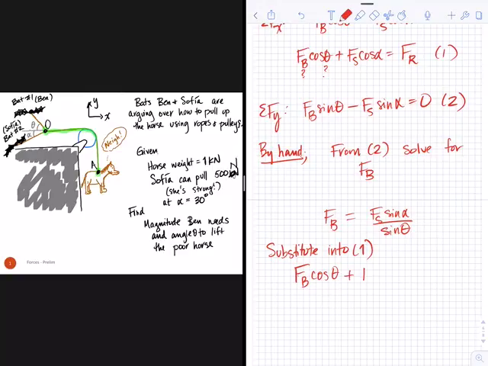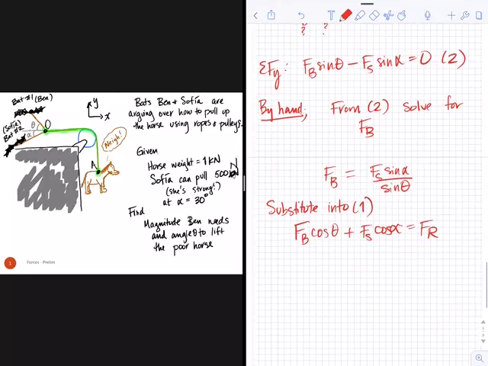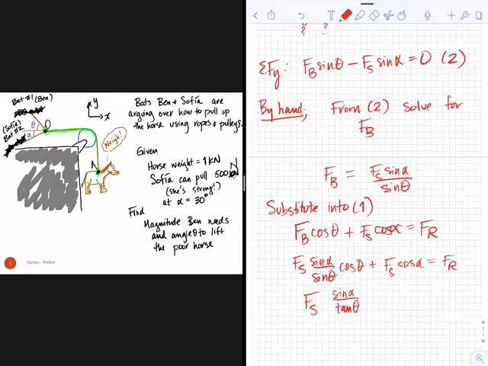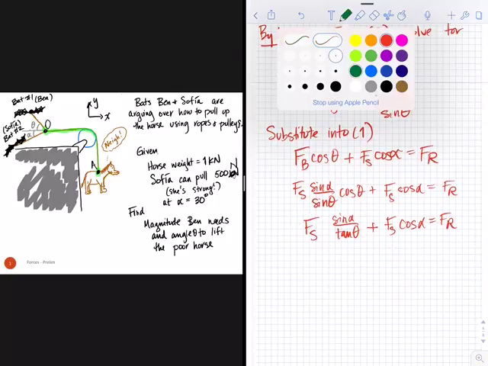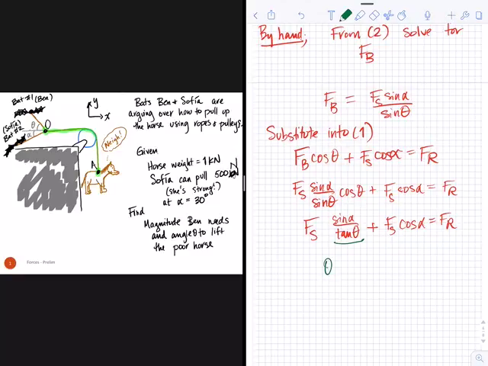FB cosine theta plus FS cosine alpha equals FR. And now plug in FB, so this is going to be FS sine alpha divided by sine theta. So this is where knowing how to solve at least a fairly simple system of equations in MATLAB is really going to help you out a lot. At this point, what you really want to do is recognize that you're trying to figure out what this theta is. With a bit of algebra, you'll get this theta isolated, and I think theta is about 27 degrees.